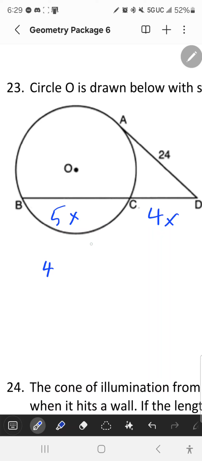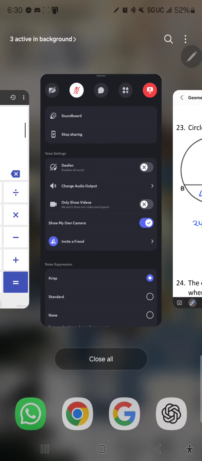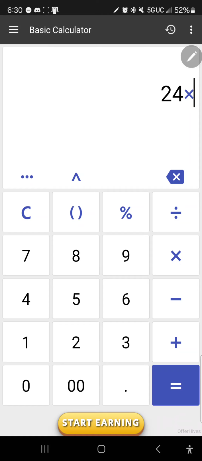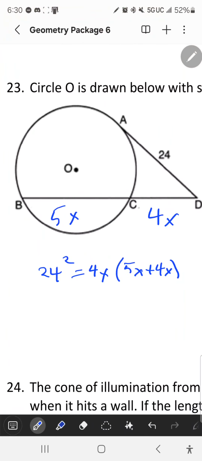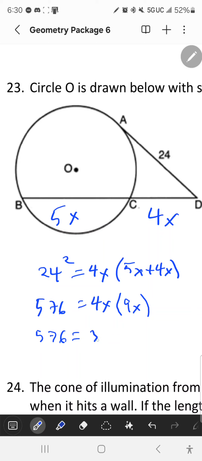We have 24 squared, because of the secant-tangent theorem, equal to the little line, which is 4x, times the whole line, which is 5x plus 4x. So 24 squared, 24 times 24 is 576. So 576 equals 4x times 5x plus 4x, which is 9x. So 576 equals 4 times 9, which is 36, and x times x is x squared.